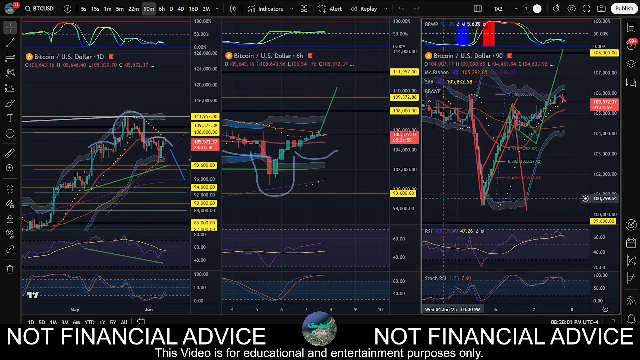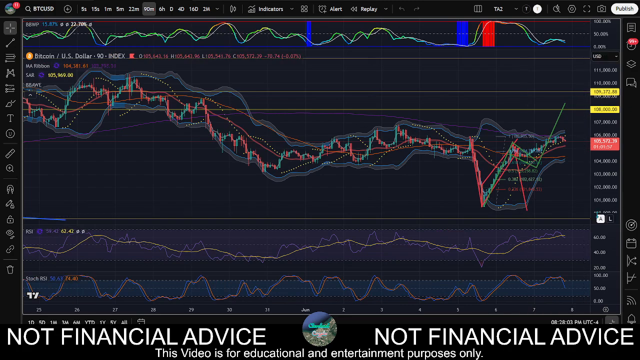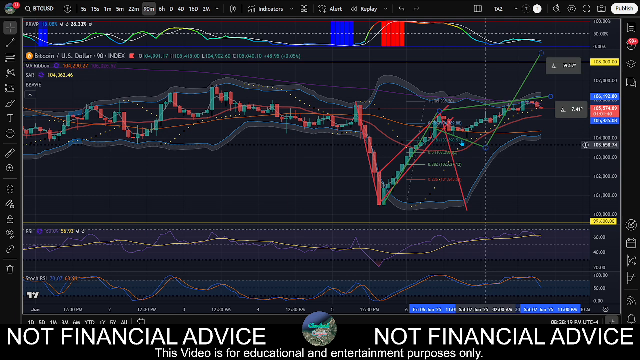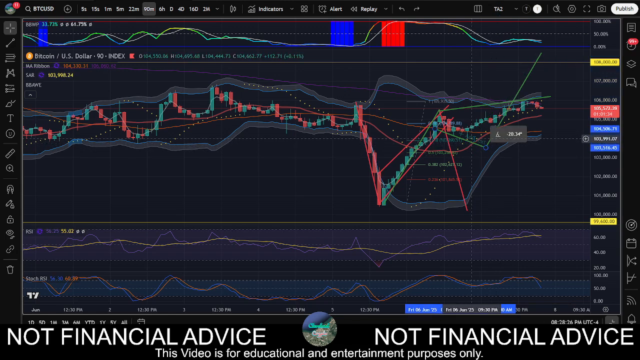So let's start here on the 90-minute. With the 90-minute chart yesterday, we were looking at this bear flag, but also this bull flag. And honestly, what do you think happened? It looks like the bull flag took control and kept going. Price action came up and out of it, although it's really still the same bull flag. We just gotta adjust it a little bit.